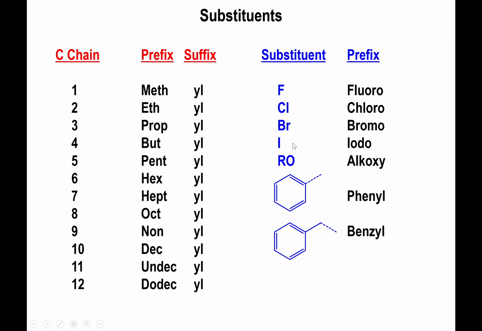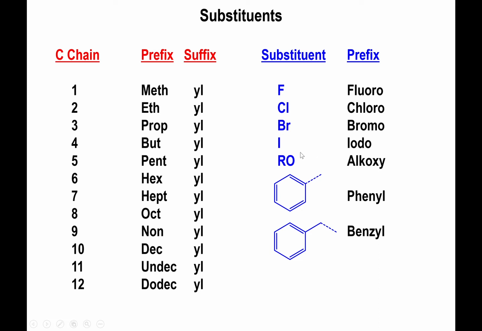If you have one of the halogens, you would basically drop the -ide ending of the corresponding halide and replace it with the letter O. So instead of fluoride, this is known as fluoro if it's bound to carbon. If it's chloride, you name it chloro. Then you have bromo for bromide and iodo for iodide.